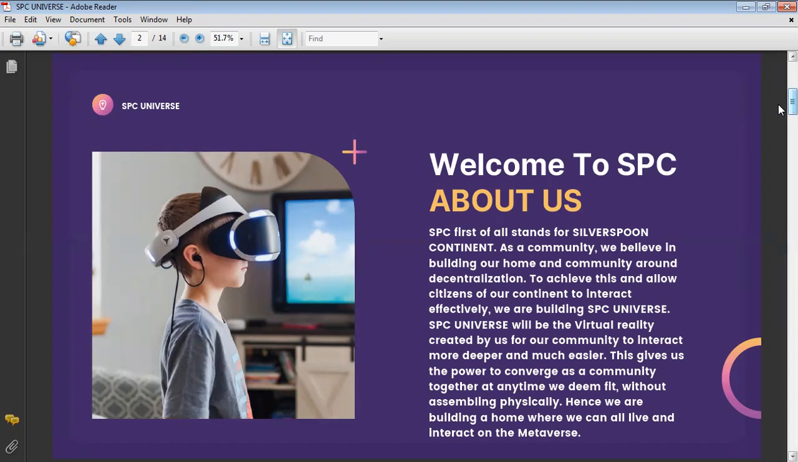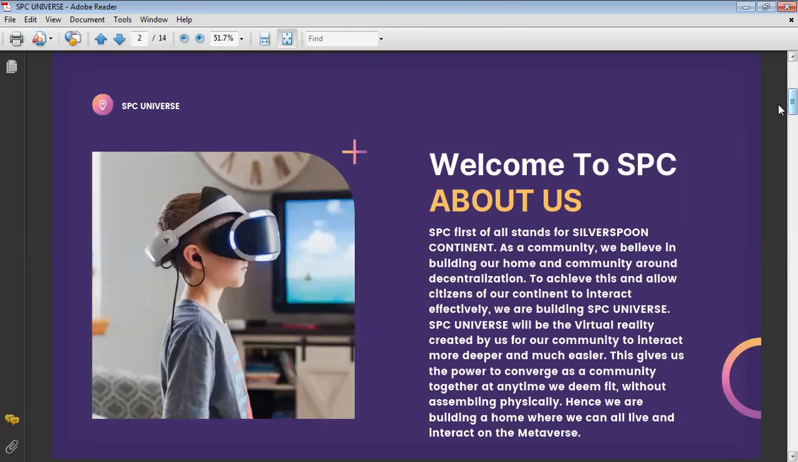So for us to have a virtual reality whereby our community can interact deeper, when we want to discuss with our community, when we want to engage, we can have our own place, our own home where all of us come together. We have people from all parts of the world. We want to be able to converge at any time without having to think about how we want to assemble ourselves. This reality gives us that type of ecosystem.